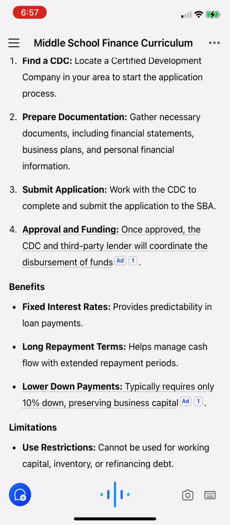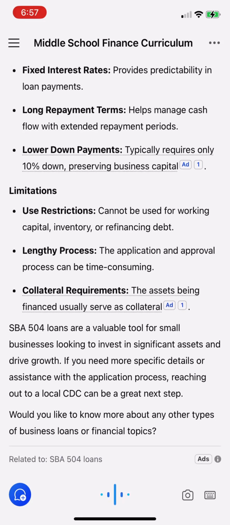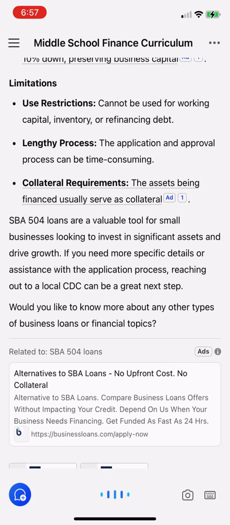Limitations. Use restrictions. Cannot be used for working capital, inventory, or refinancing debt. Lengthy process. The application and approval process can be time-consuming. Collateral requirements. The assets being financed usually serve as collateral.